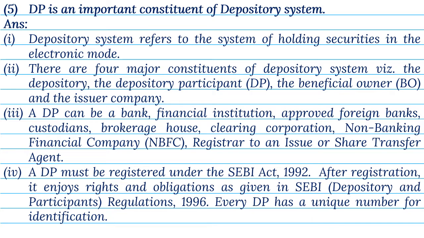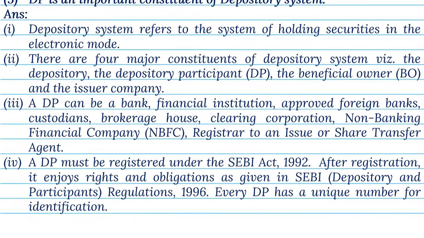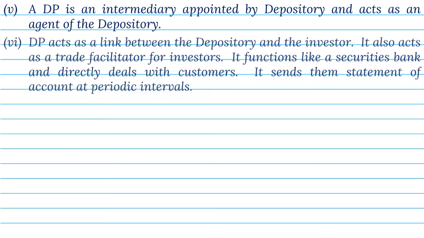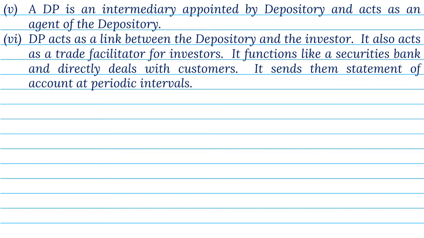4. A DP must be registered under the SEBI Act 1992. After registration, it enjoys rights and obligations, as given in SEBI, Depository and Participants, Regulations 1996. Every DP has a unique number for identification. 5. A DP is an intermediary appointed by depository and acts as an agent of the depository. 6. DP acts as a link between the depository and the investor.